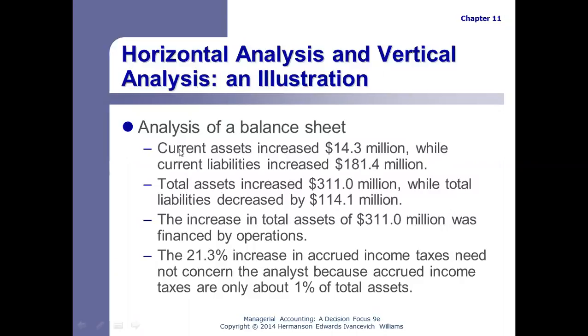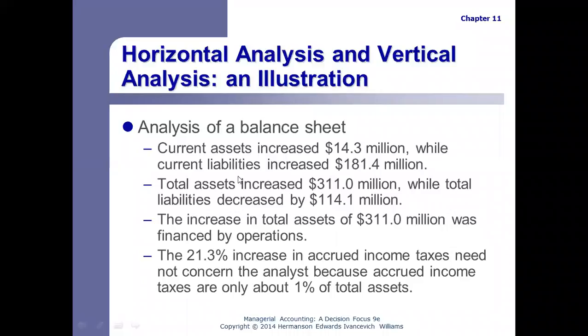But let's say that on a balance sheet, the current assets increased by 14.3 million. So from last year to this year, the current assets went up by 14.3. The current liabilities went up $181 million. So you can see the relationship between current assets and current liabilities: the liabilities really went up a lot, much more than the assets went up. And that's not a good thing because liabilities means you owe money. So the amount of money that you owe really substantially increased compared to the assets that you have. So that's a bad thing.